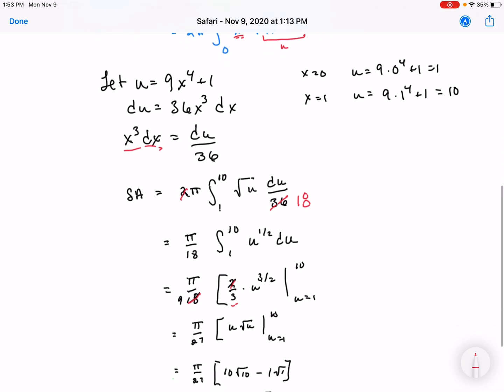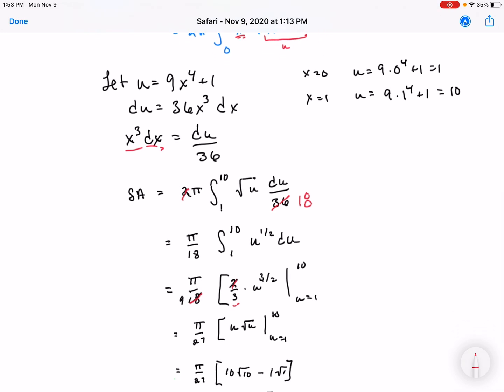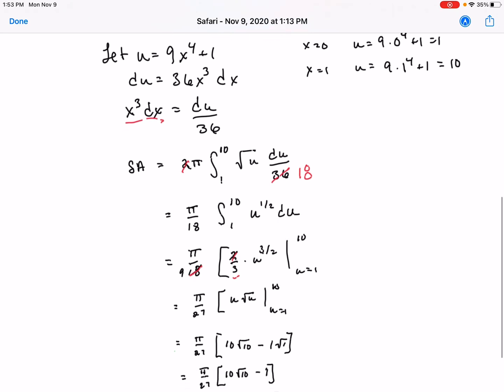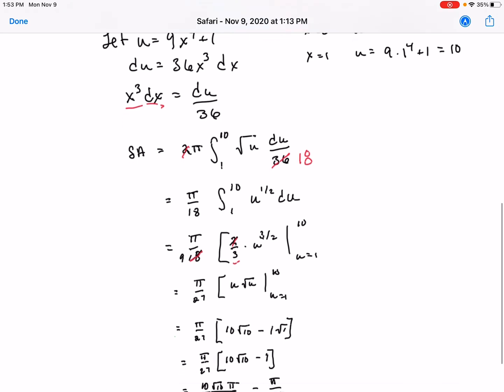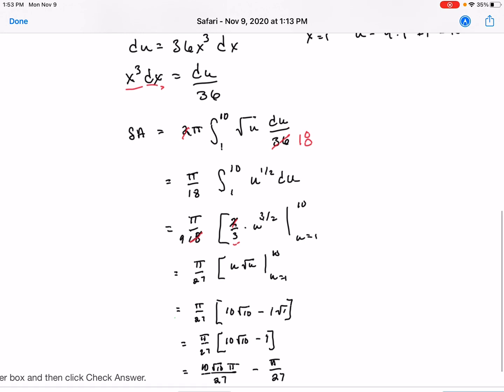Substituting our bounds in, we have pi over 27 times 10 root 10 minus 1 root 1. 1 root 1 is 1. So we have pi over 27 times 10 root 10 minus 1. And distributing the pi over 27, we end up with 10 root 10 times pi all over 27 minus pi over 27.